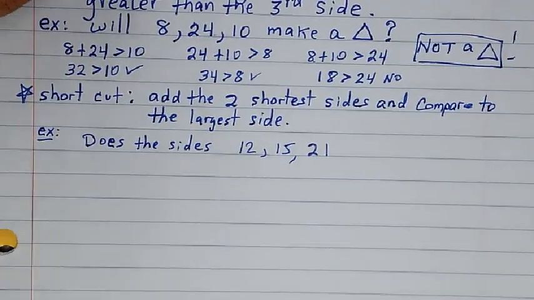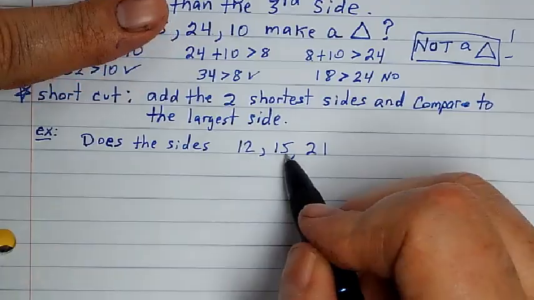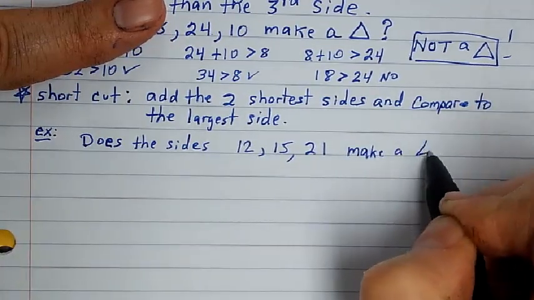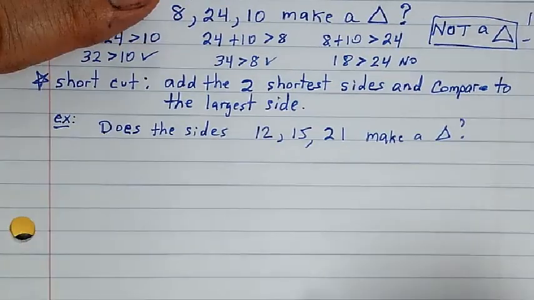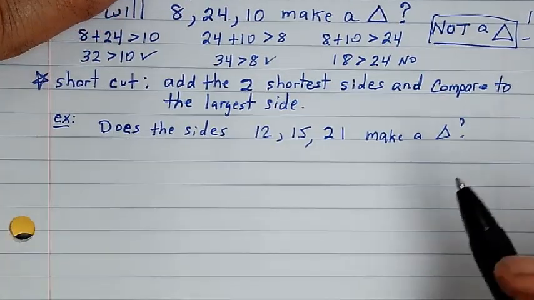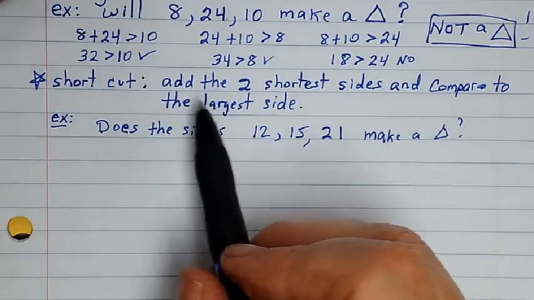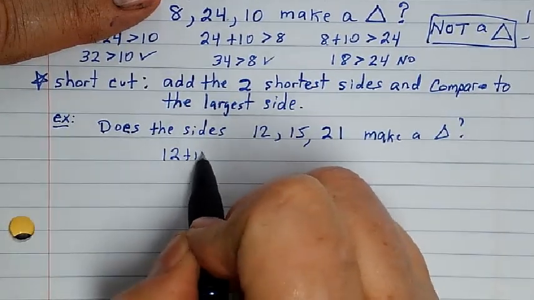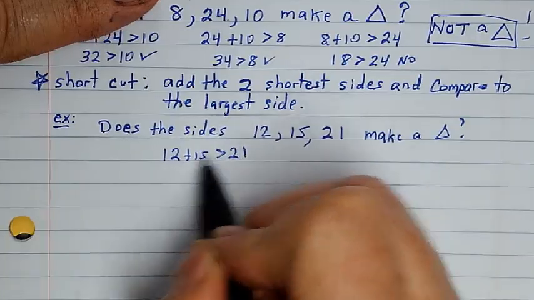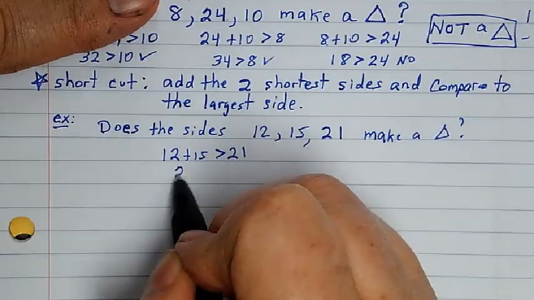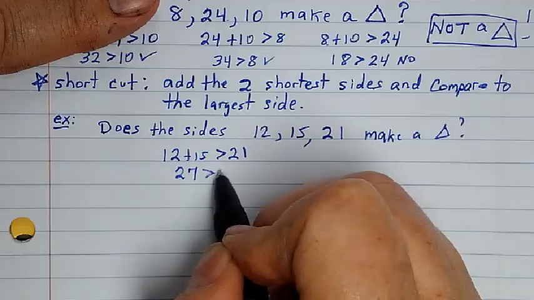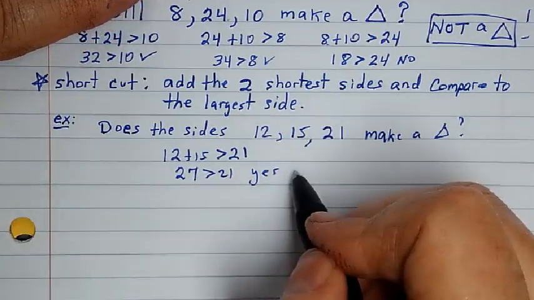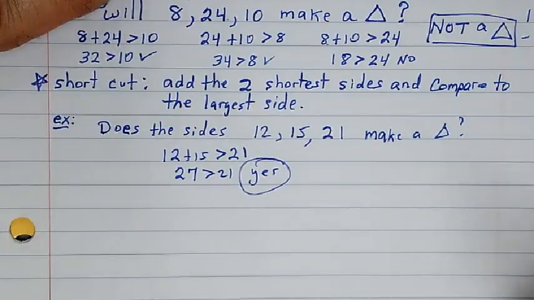Now, question. Does the sides 12, 15, and 21 make a triangle? What's the shortest, fastest way? Add the two shortest sides. What's the two shortest sides? 12 plus 15. And make sure it's greater than 21. What's 12 plus 15? 27. Is 27 greater than 21? That's a yes. So the answer is yes. Because that's true. There you go.